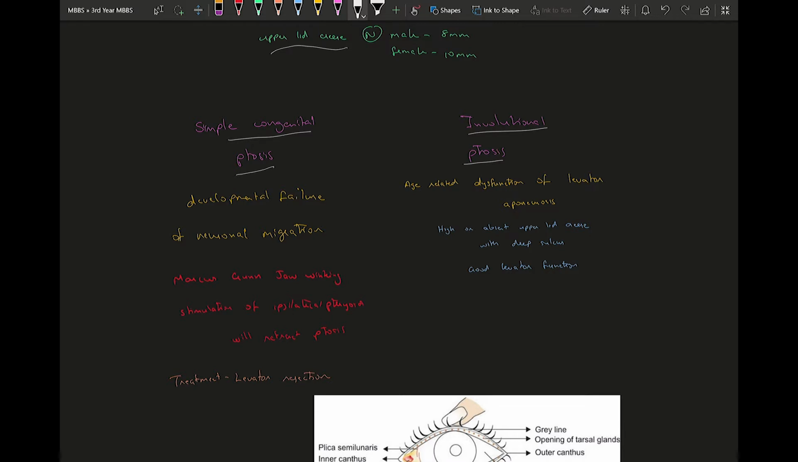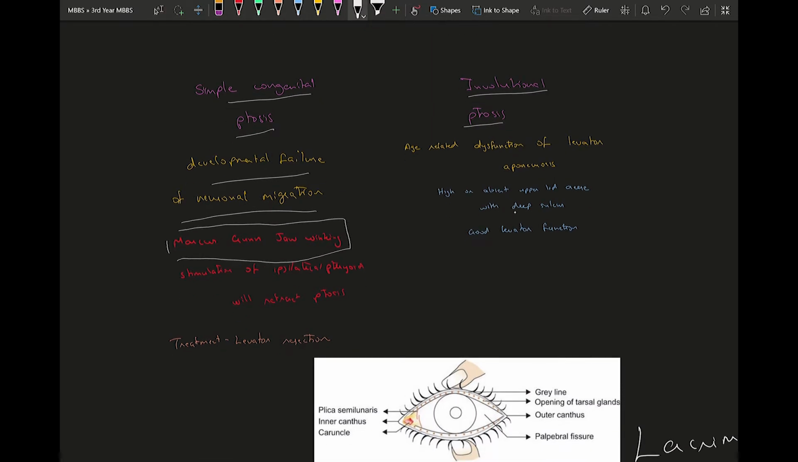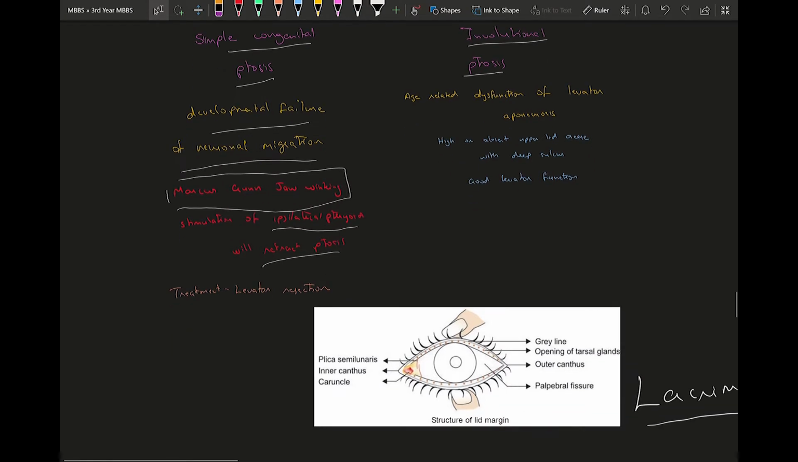Simple congenital ptosis is a developmental failure of neuronal migration, and it can present with Marcus Gunn jaw winking. What this is, is that stimulation of the ipsilateral pterygoid will retract the ptosis. That is a very important sign, shown in 5% of the people with congenital ptosis, and the treatment for this would be levator resection.